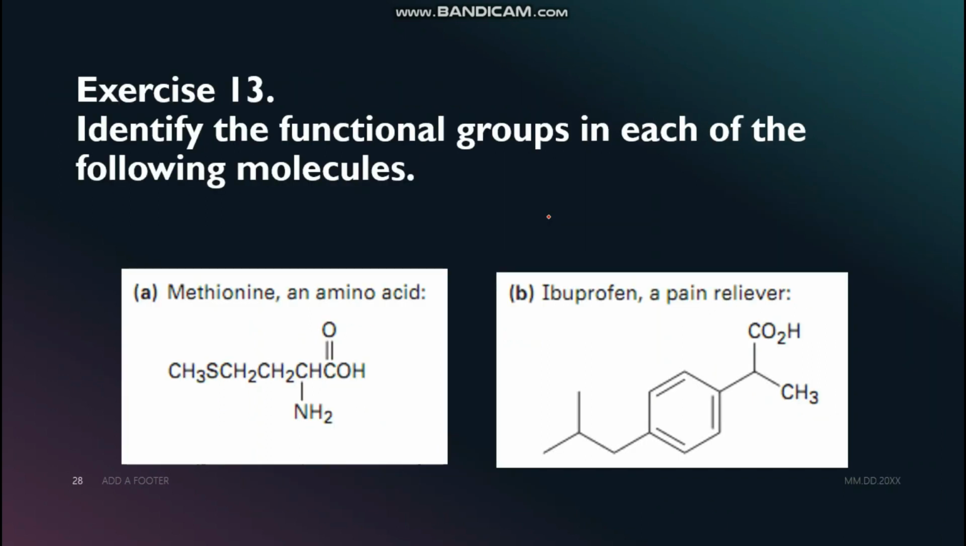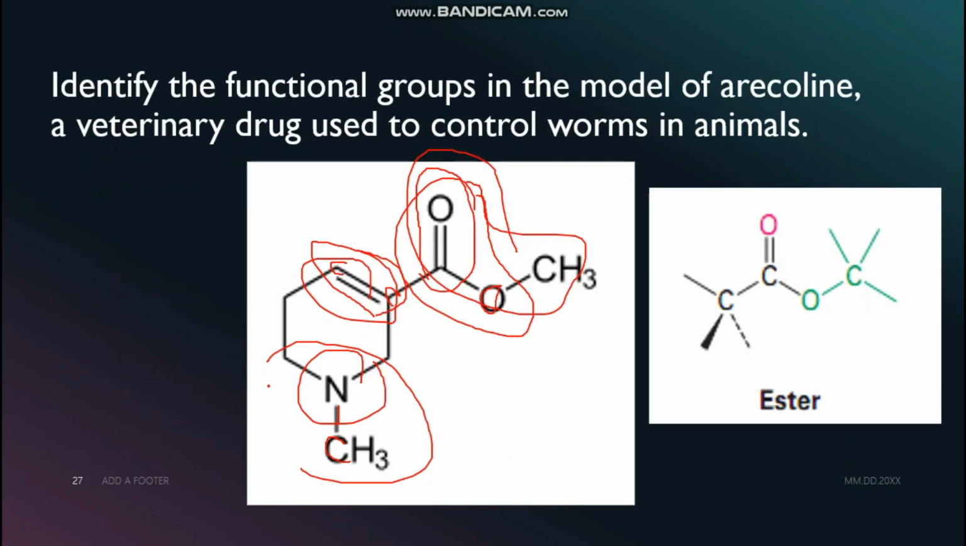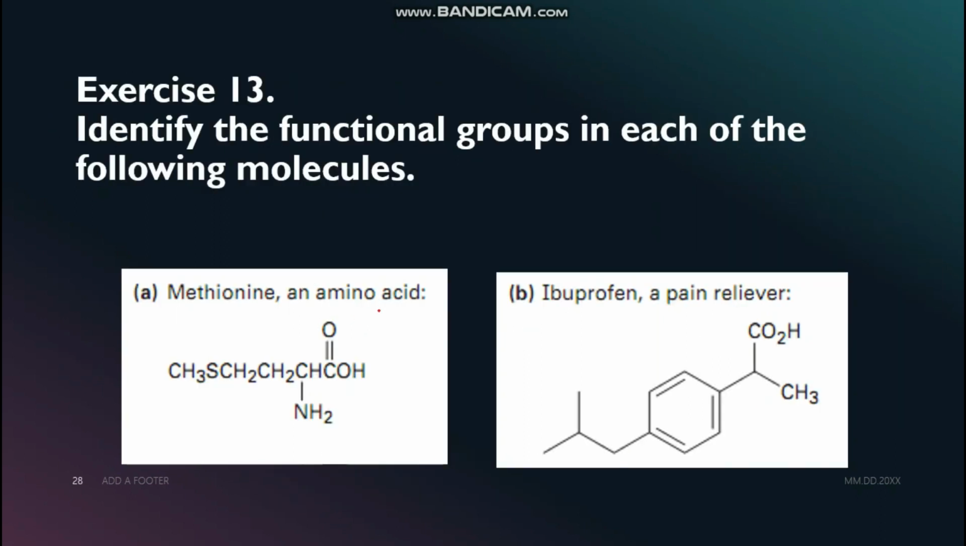Okay. So exercise 13. Identify the functional groups in each of the following molecules. So you will, just like what I've done, circle nyo yung functional group. And then, i-draw nyo muna pala itong structure, and then you will circle the functional groups in these compounds.